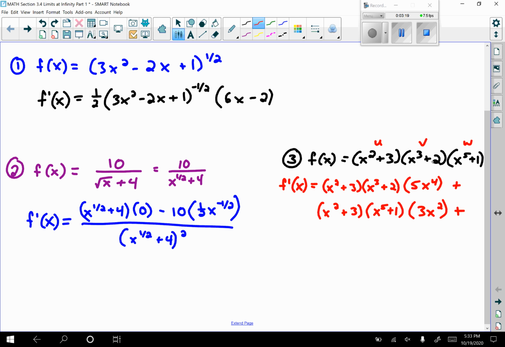Then I'll do this one more time. I'm going to leave v and w alone, but then I'll take the derivative of u. So here's v, x cubed plus 2. Derivative of w stays the same, x to the 5th plus 1, but now the derivative of u becomes 2x. So applying the product rule to 3 factors is how we want to do this.